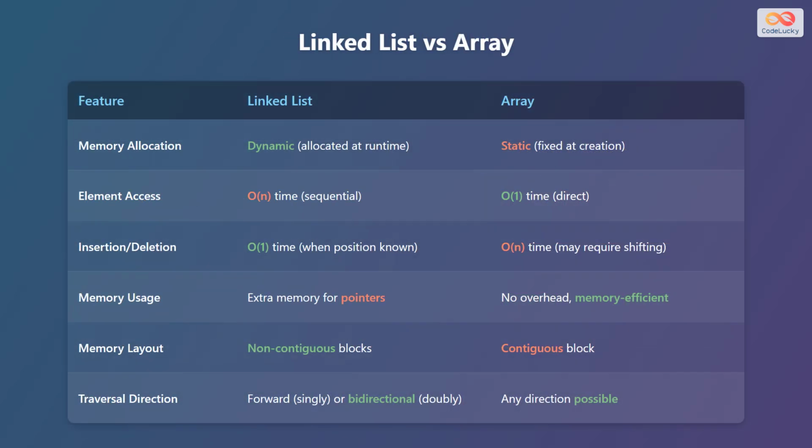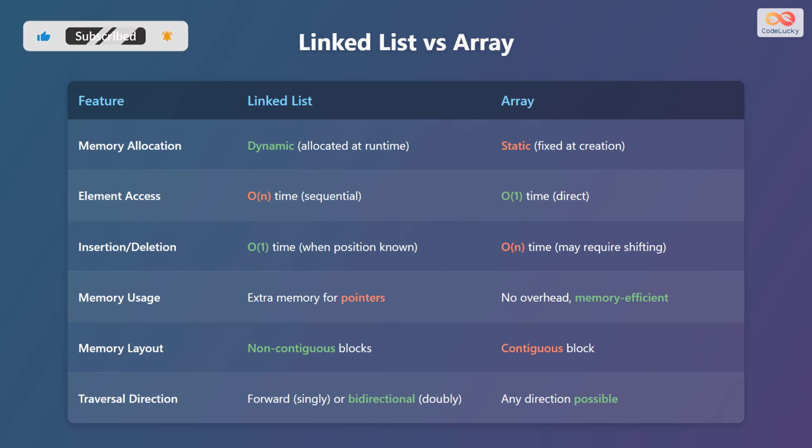Let's compare linked lists and arrays across several key features. Memory allocation in linked lists is dynamic, occurring at runtime, whereas arrays have static allocation, fixed at creation. Element access in linked lists takes O(n) time due to sequential traversal, while arrays offer O(1) time, providing direct access through indices.